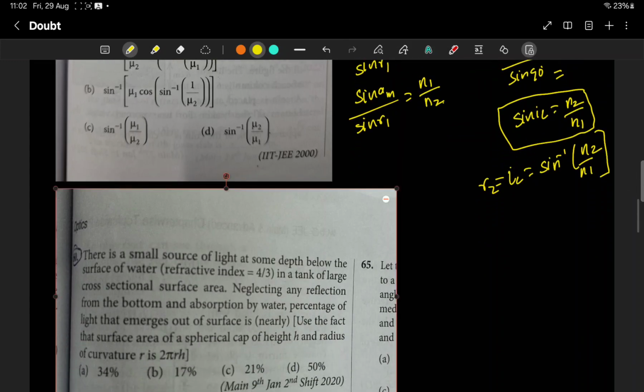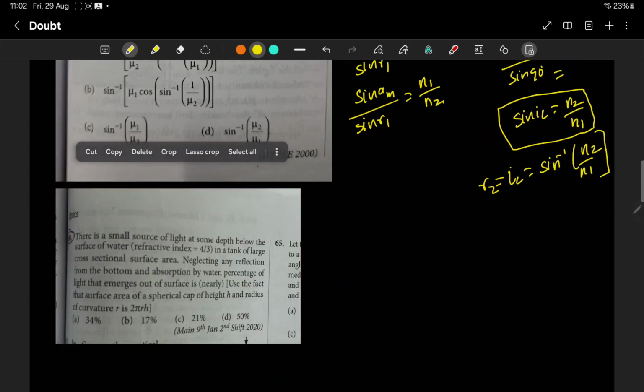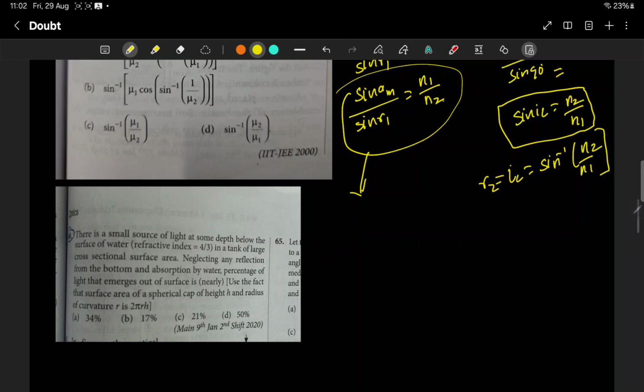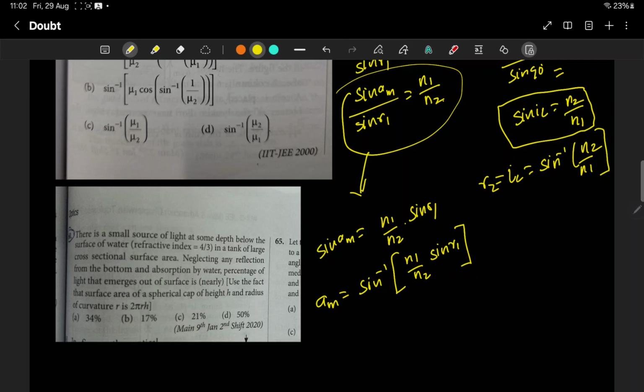Let me extend this equation which I have here. We have sine A max equal to N1 by N2 into sine R1. We want to find A max, so A max is sine inverse of N1 by N2 into sine R1. Now we have to get some relation here. Here I have sine R1.